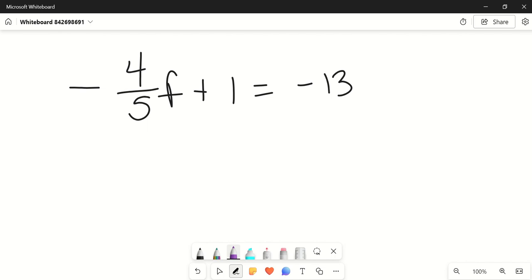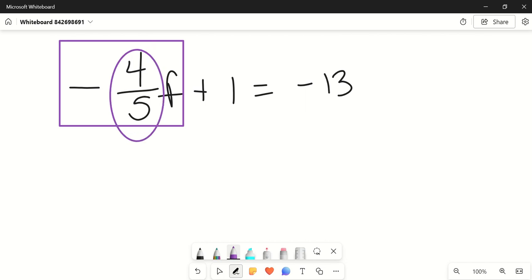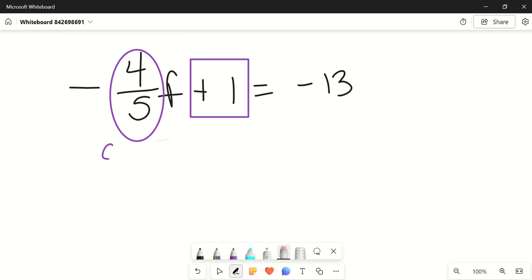Okay, let's use correct terminology. This is known as a what, ladies and gentlemen? Okay, no. This number right here in front of the variable, there's your hint, is known as the coefficient. So we don't deal with the coefficient until that's the only thing left. We deal with the other numbers. Let me give you an example. This is a coefficient, begins with a C. This also begins with a C: constant. You need to get rid of the constants first.